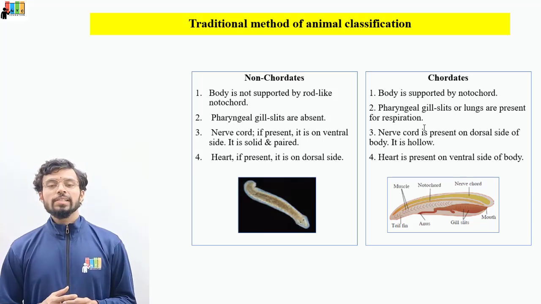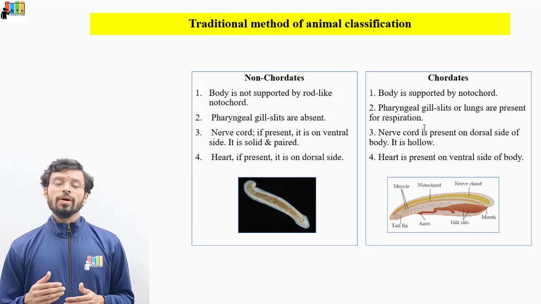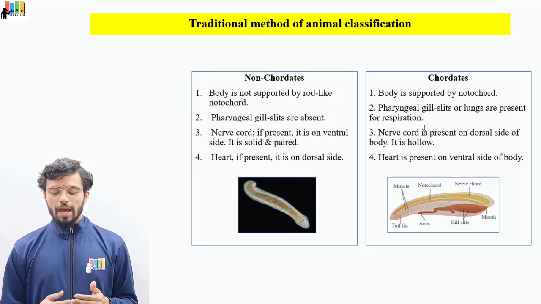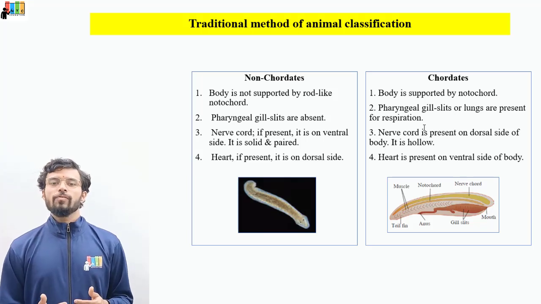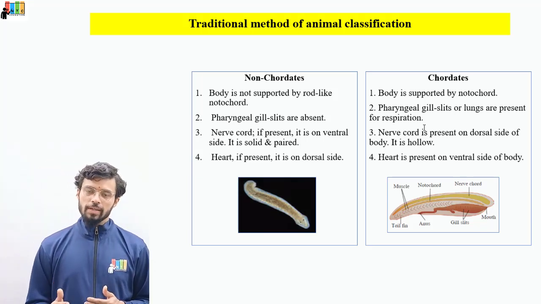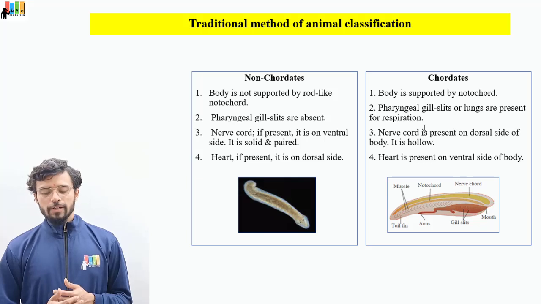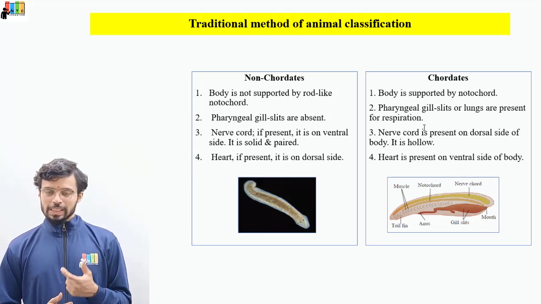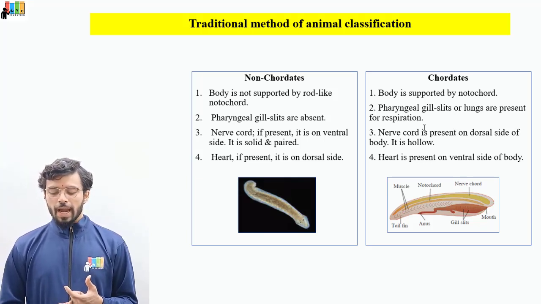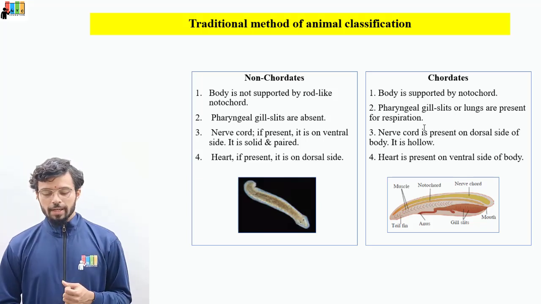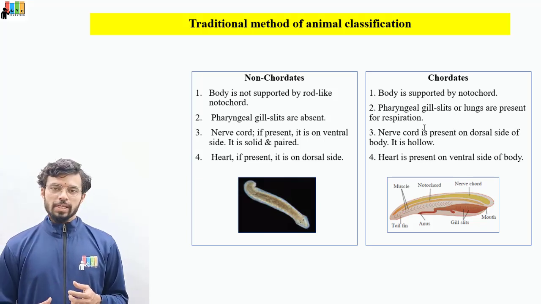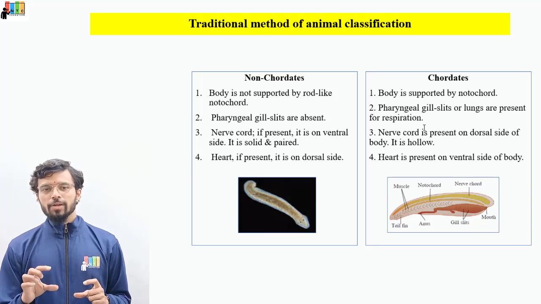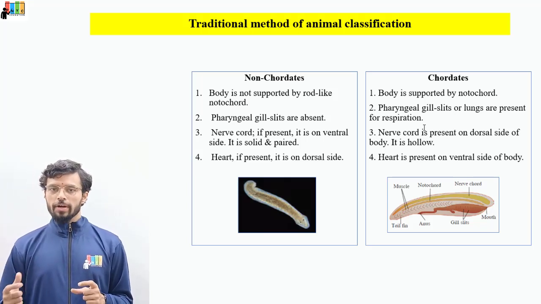And pharyngeal gills are present. So they are present for respiration. Most of them are aquatic forms. Very rarely you will find that they are terrestrial, or rather nil. So the nerve cord, if present only in certain species, is ventral in position and it is solid and paired, right? Heart, if present, is on the dorsal side. So this is a slightly similar feature which bears similarity to chordates as well.